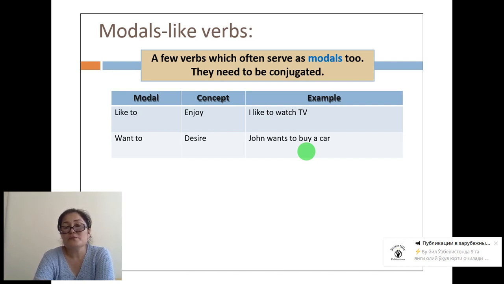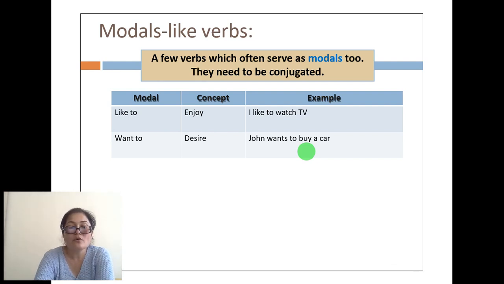A few verbs which often serve as modals too. They need to be conjugated. For example, like to, want to. Like to expresses enjoyment and want to desire. I like to watch TV. John wants to buy a car.